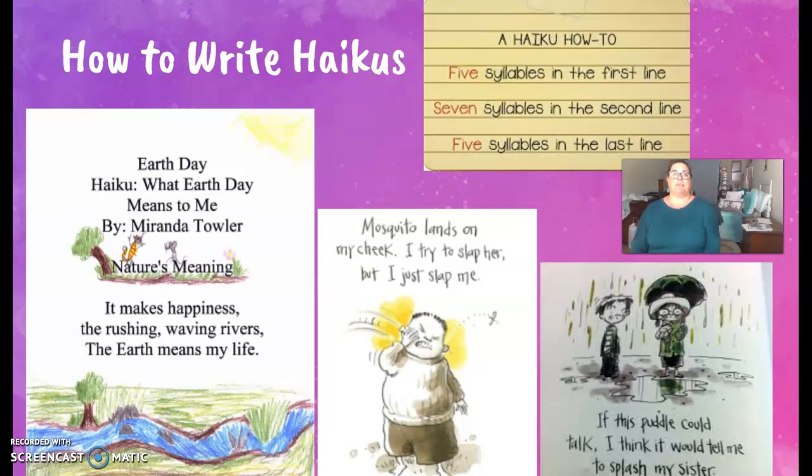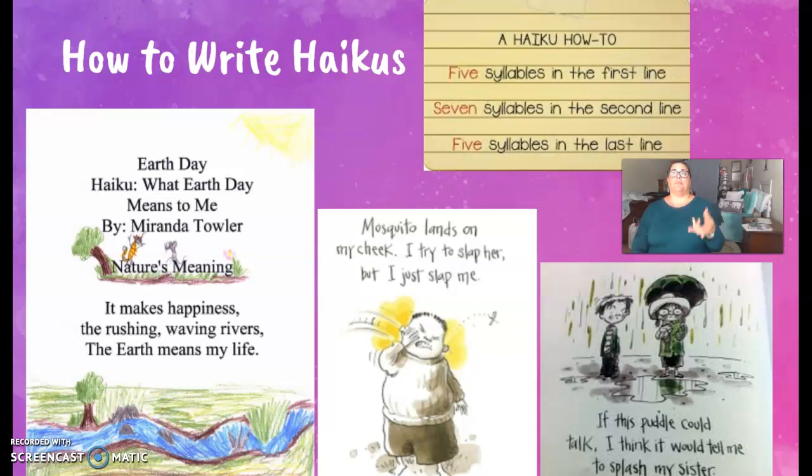So haikus are made up of 3 lines. The first line usually has 5 syllables. The second line has 7 syllables. And the last line has 5 syllables. And again, remember, we're talking about syllables, not words. So sometimes it might have 5 words because they might be 1-syllable words, but you want to be careful.